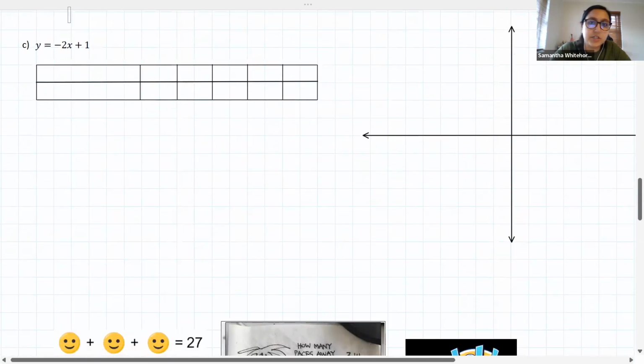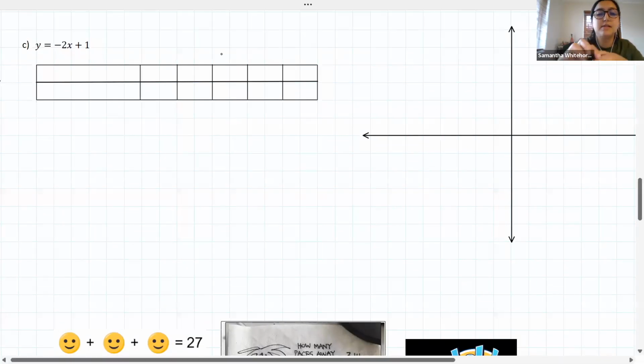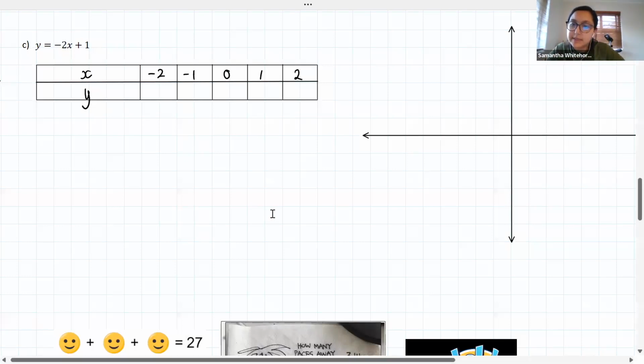Right, so this is a relationship I want you guys to try all by yourselves. Y equals -2x plus 1. The only information I will give you is obviously your inputs. But I want you to try this by yourselves.